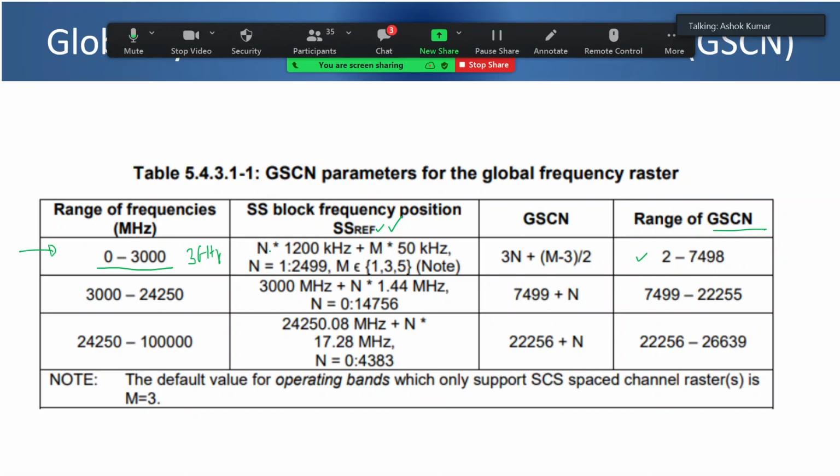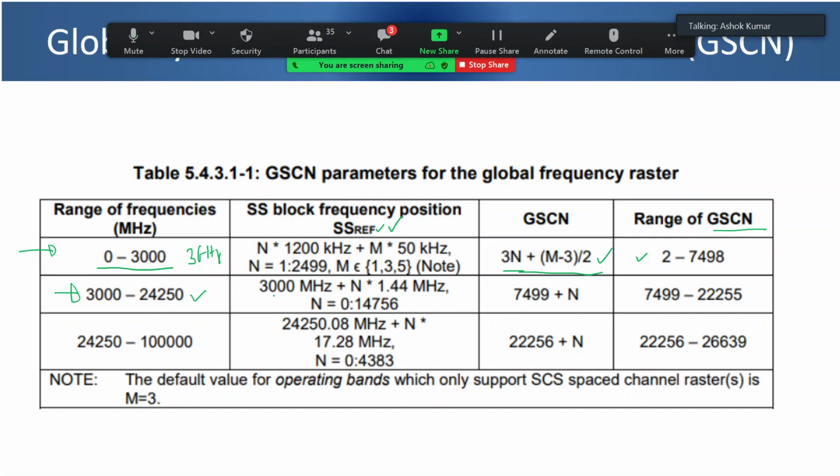Here the formula given is N times 1200 kilohertz plus M times 50 kilohertz, and they have already defined that N can vary from 1 to 2499, and M will be either 1, 3 or 5. With this you can calculate the SSREF, and N is used for calculating the GSCN. This is the formula given in the specification document.